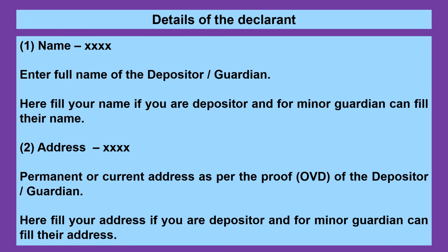Details of declarant. Point number 1 is name. Enter full name of the depositor or guardian. Here fill your name if you are the depositor, and for a minor, the guardian can fill their name. Point number 2, address. Permanent or current address as per the proof OVD of the depositor or guardian.